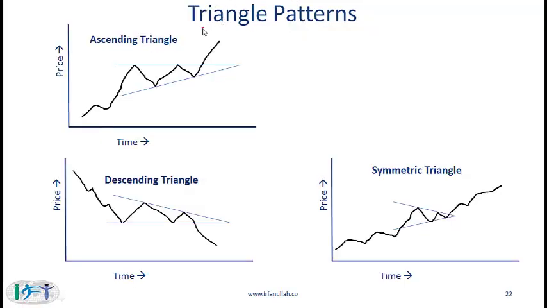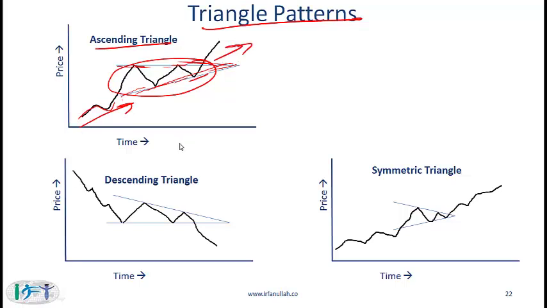Here are the various triangle patterns. Notice that these are continuation patterns. We have an uptrend, and then with the ascending triangle you have a shape like this, a horizontal top line and an angled bottom line, which create the triangle. The tops are the same. The trend line connects the bottoms, so notice the uptrend, but essentially you need to recognize that this is an ascending triangle pattern, which tells you that this uptrend will continue.